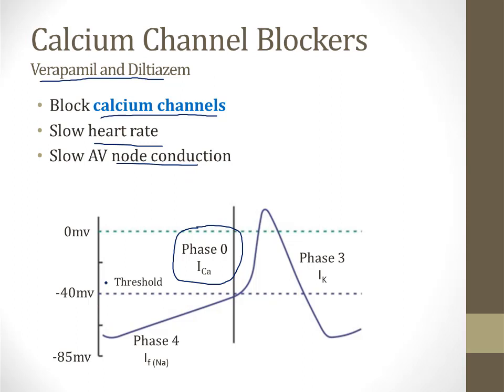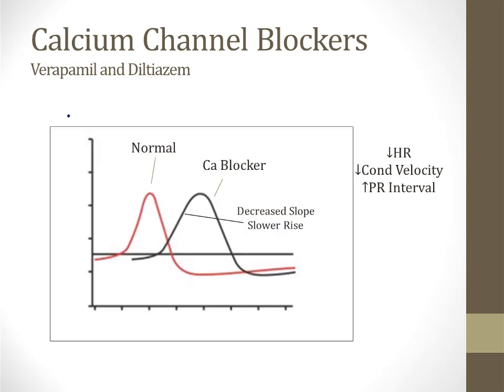Once again, anything that makes this whole process of pacemaker cell depolarization and repolarization take longer will result in decreased firing of the SA node and decreased conduction through the AV node. So here's a picture of the effects of calcium channel blockers on the pacemaker action potential. A normal action potential is shown in red. On a calcium blocker, phase 0 is more slow. There's a decreased slope and a slower rise.